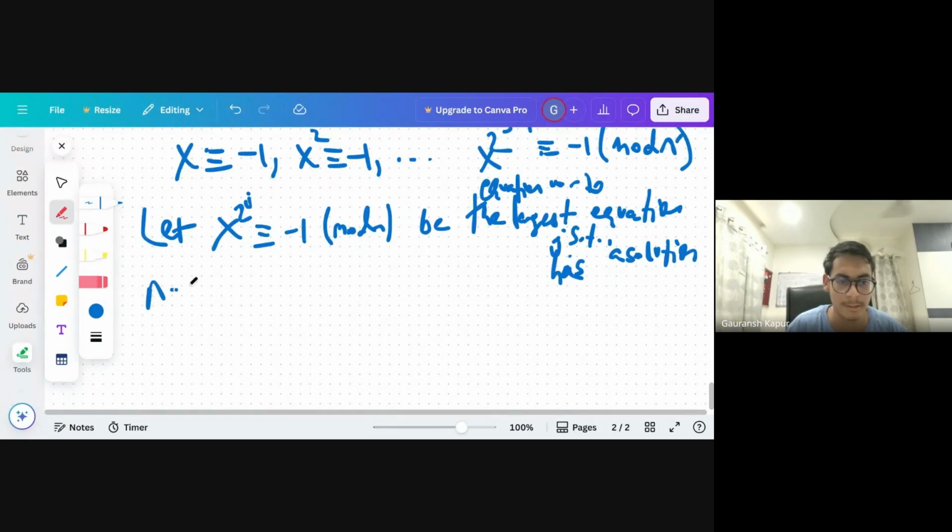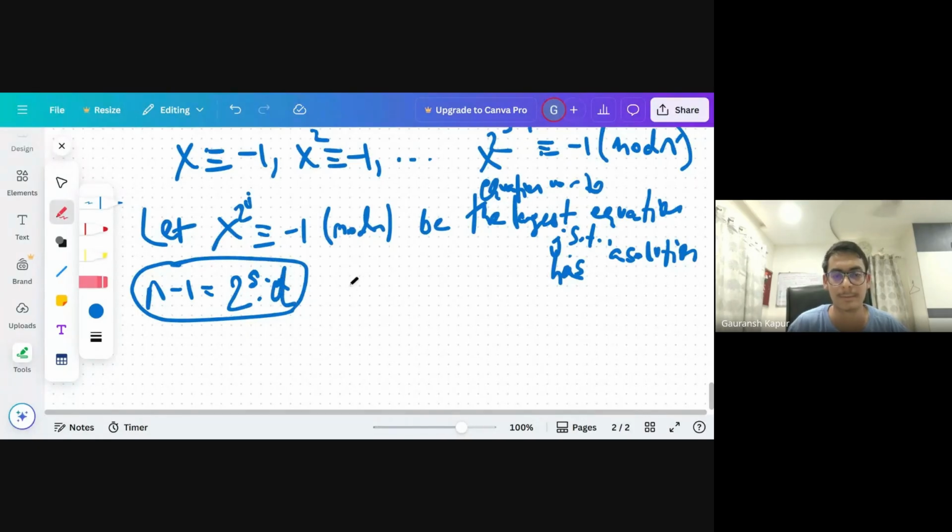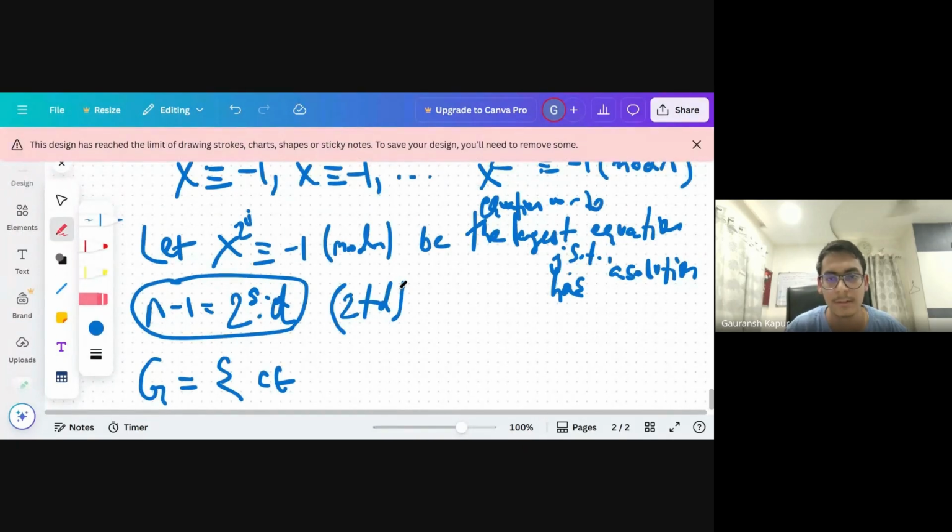So let me just remind you, we defined n minus 1 to look like this: 2^s times d, where d is odd. Now I define a set G.